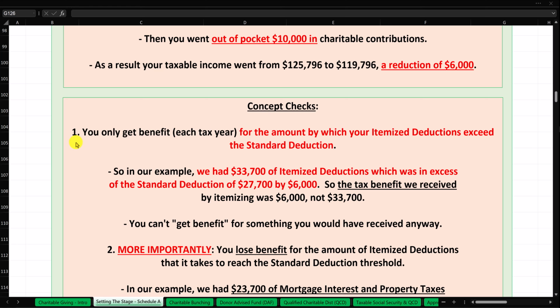So concept check number one, you only get benefit, and this is by tax year, for the amount by which your itemized deductions exceed the standard deduction. So in our example, we had $33,700 of itemized deductions, which was in excess of the standard deduction of $27,700 by $6,000. So the tax benefit we received by itemizing was $6,000, not $33,700. You can't get benefit for something that you would have received anyway.